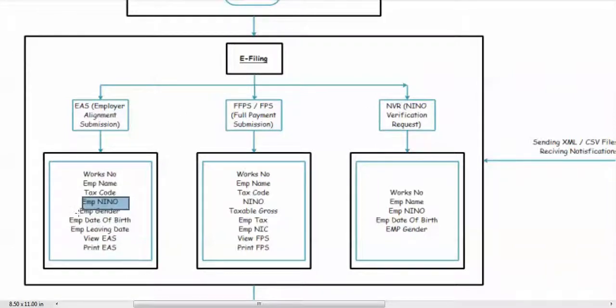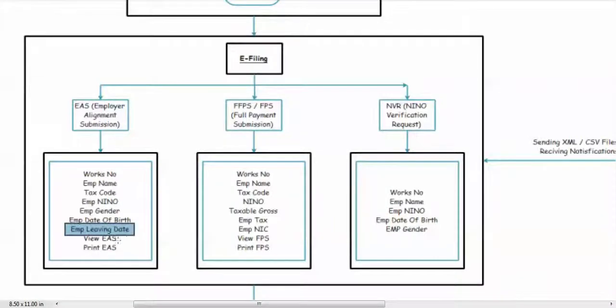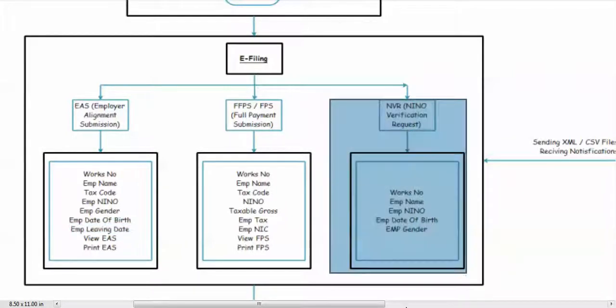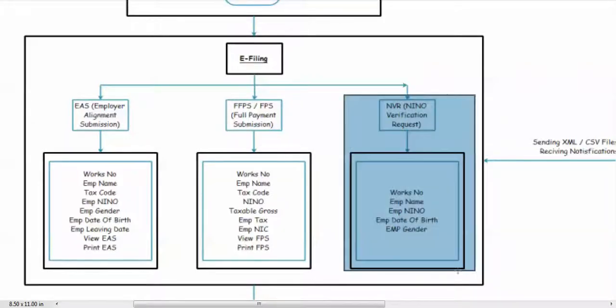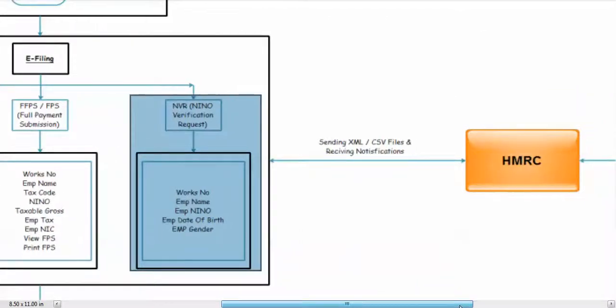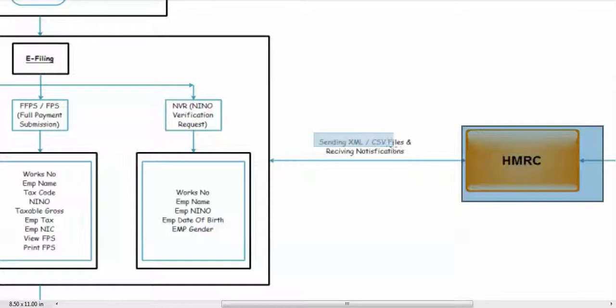employee national insurance, and personal details, and default details need to be shared with the HMRC. Before that, we need to verify whether the national insurance number is valid for an employee or not. So first of all, we are going to process the national insurance verification request. This file will be sent to HMRC in the form of XML or CSV files.